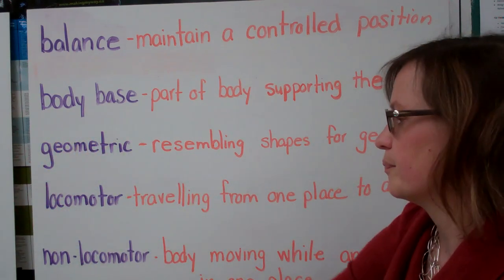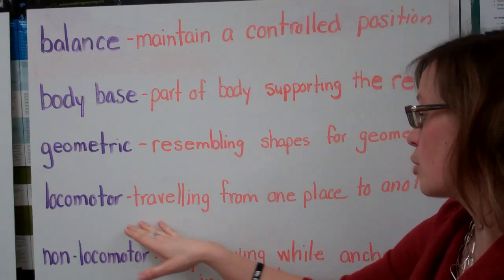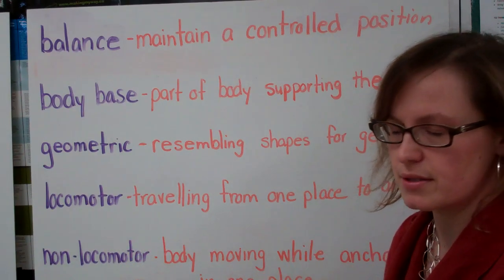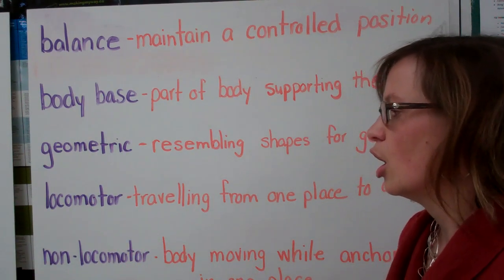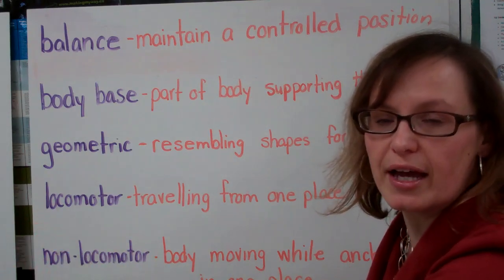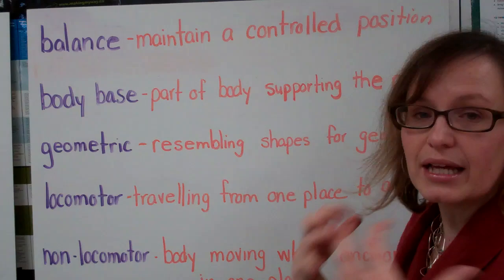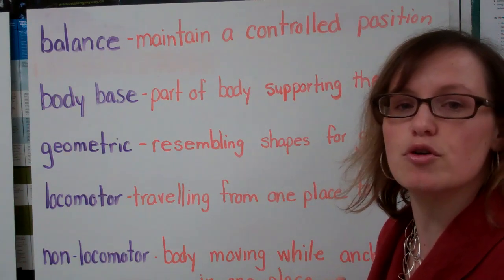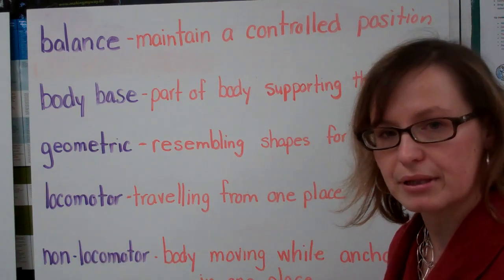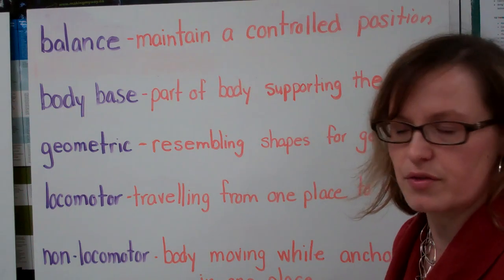Geometric. It's when a body shape resembles the shapes from geometry, so triangular, circular, square, but it resembles a certain shape. Locomotor. It's the traveling from one place to another, across the stage or across the dance space, where the body is physically moving, so it's moving from one place to another. Non-locomotor is the body is moving, but it's not moving position, so it's anchored in one place on the stage or on the space.